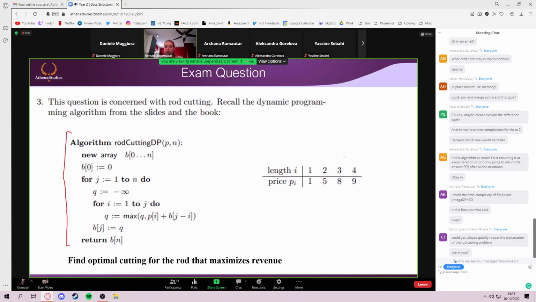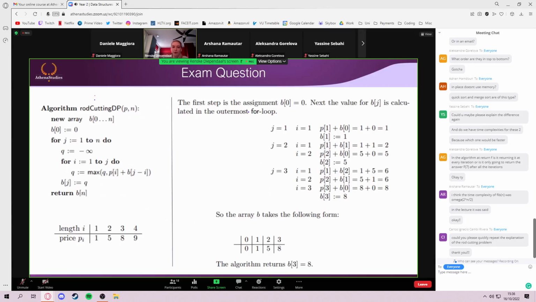Okay, so the question is just to find the optimal cutting for the rods, and we get this array. And what it says is, okay, if you cut a piece of length 1, then you'll get €1 for it, or $1 or whatever. And if you cut a piece of size 3, then you get €8 for that piece. So we need to use this array to calculate the maximum revenue that we can get.